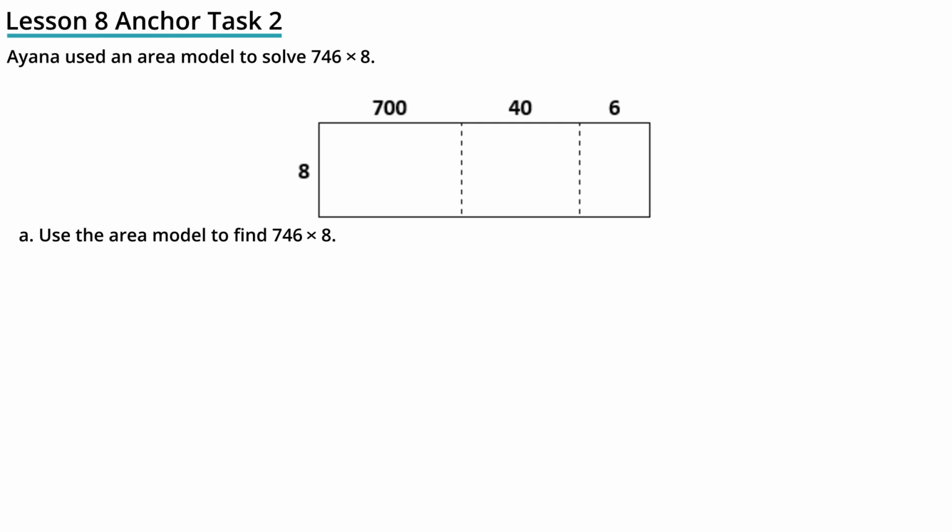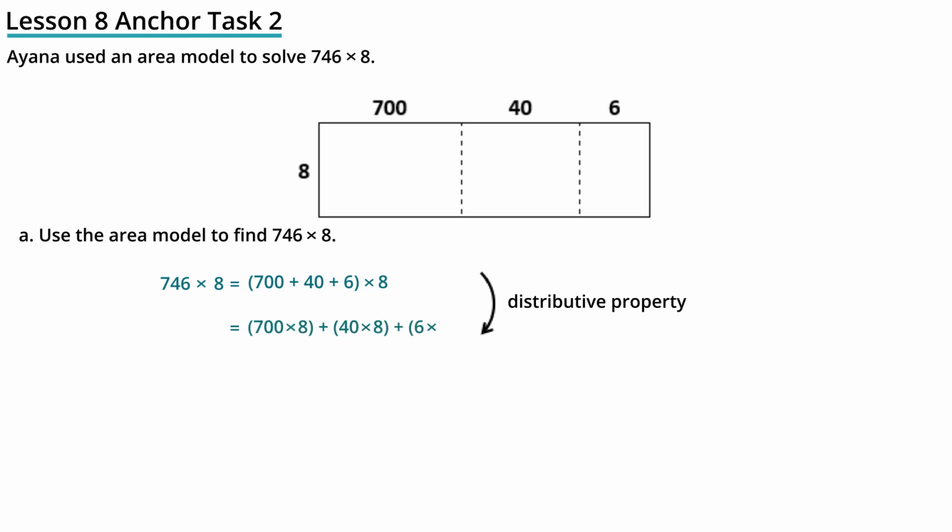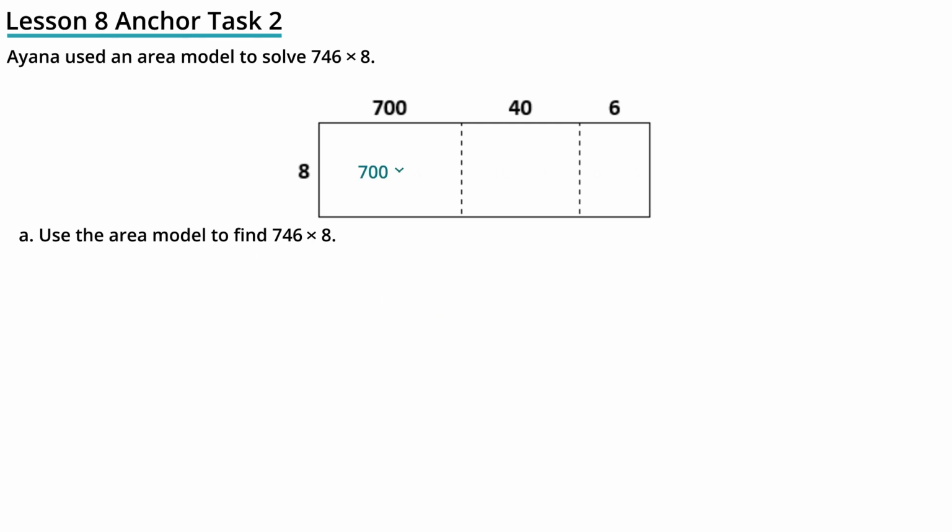In Part A, they use an area model to compute, finding the area of a rectangle with a length of 8 and a width of 746 broken into its place value units. In other words, they compute 746 times 8 as the quantity 700 plus 40 plus 6 times 8, which, because of the distributive property, can be thought of as 700 times 8 plus 40 times 8 plus 6 times 8. Each of these partial products corresponds with the areas of the subregions in the area model.